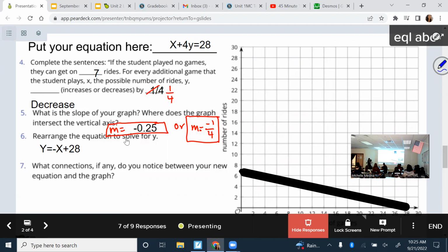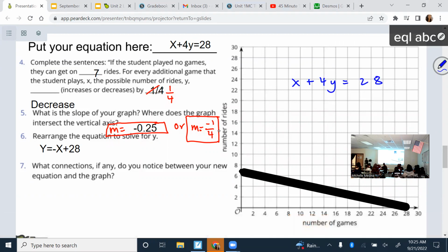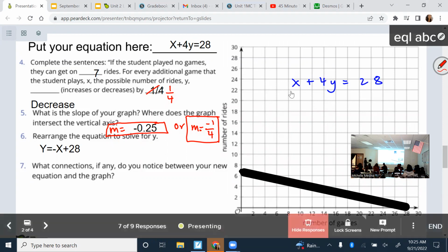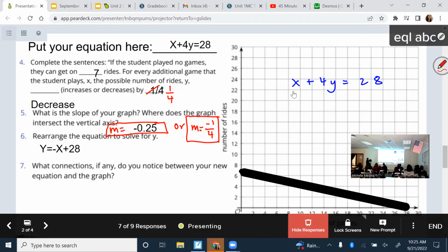No. So let's see. We want to solve for y, which means we want the y to be by itself. First, get rid of what's farther from the y. Would that be the 4 or the x? So how can I cancel the x? Whatever you do on one side. So that cancels. The y is not by itself yet. So that's why we're not done. How can I cancel the multiplying by 4?